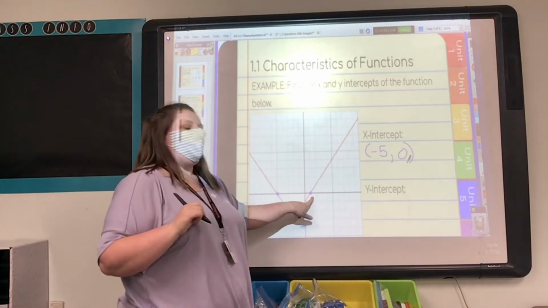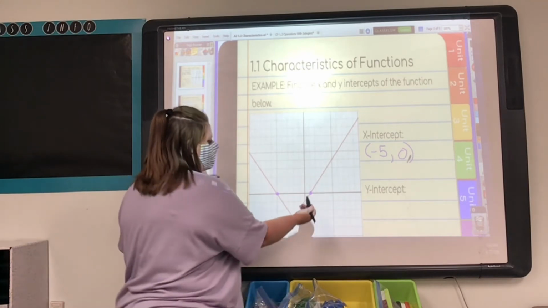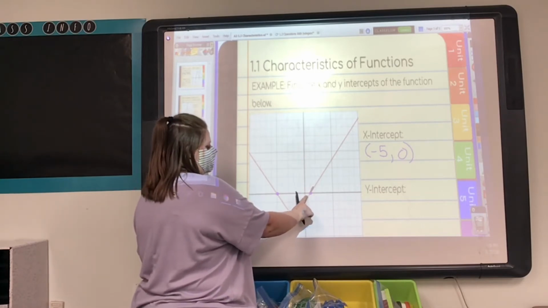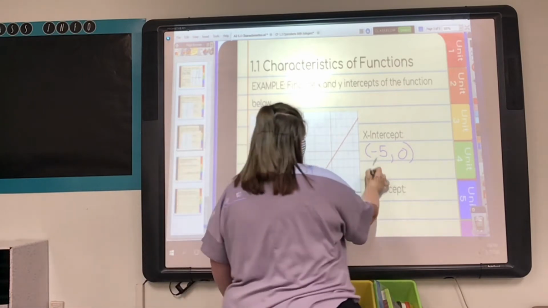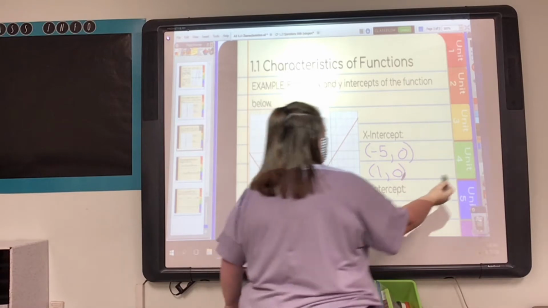But we have more than one x-intercept for this function, which is totally fine. So we need to figure out the x-coordinate of this intercept. So this is the origin. That point is 1 from the origin to the right. So that point is going to be at positive 1, 0. And that is our x-intercept.